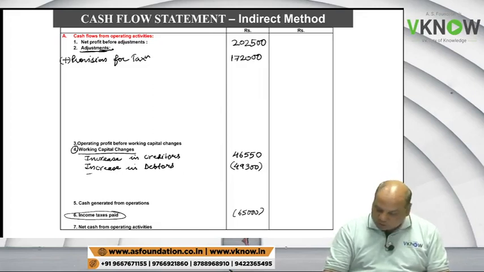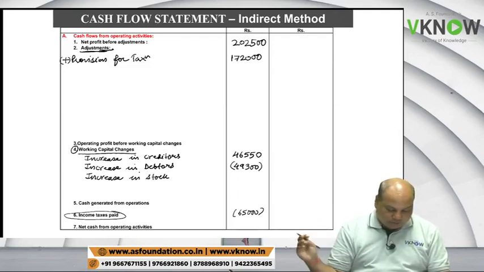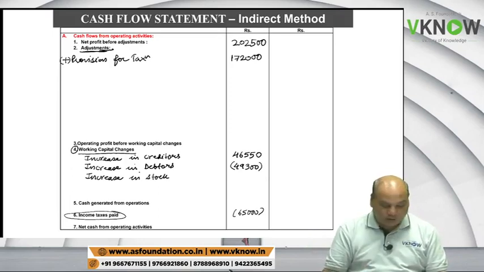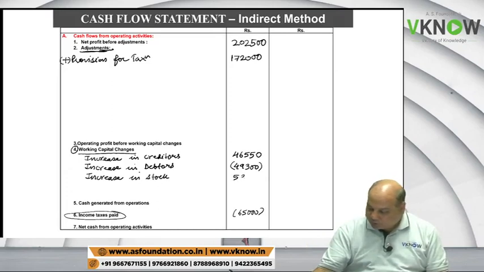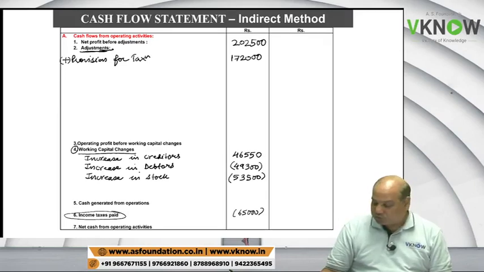And one more line right here, increase in stock. Take on your calculator: 1,96,000 minus 1,42,500. So that should be 53,500. Increase in stock, decrease in cash flow.